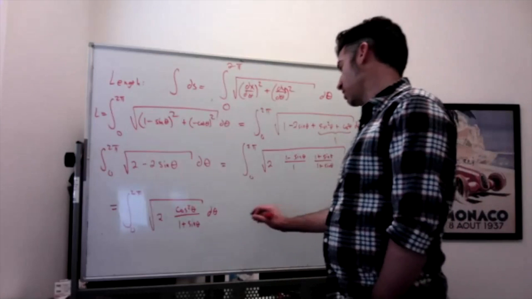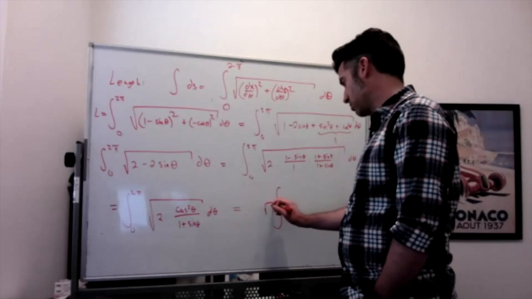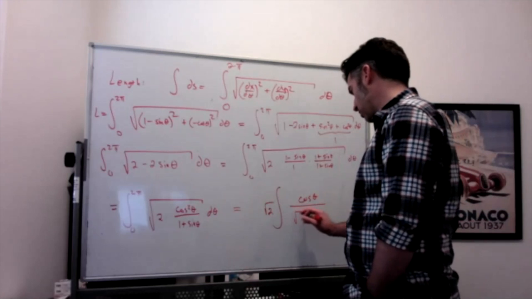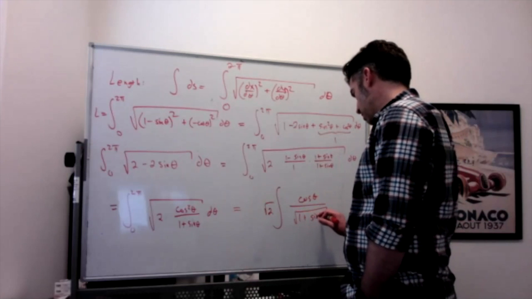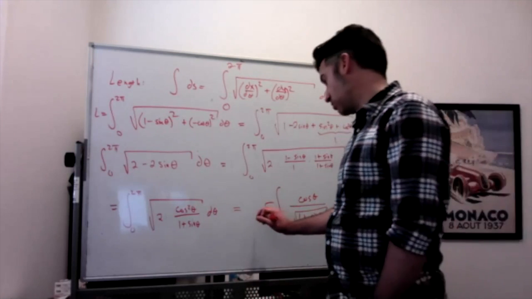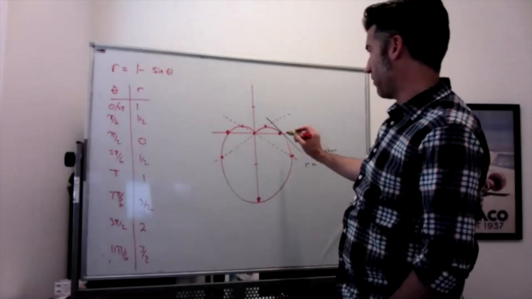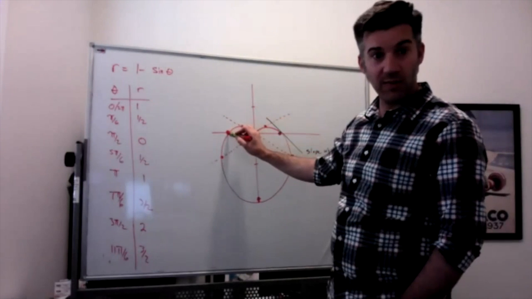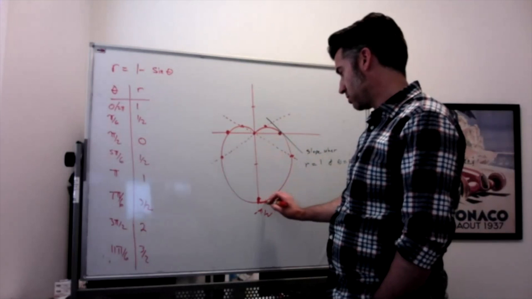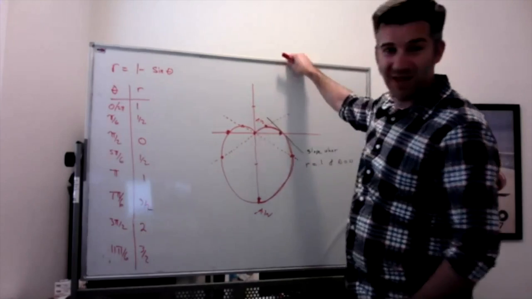So what I'm going to do is the integral. The square root of 2 is the square root of 2, the square root of cosine squared theta is cosine theta, divided by the square root of 1 plus sine theta. Instead of going from 0 to 2 pi, I'm going to cut it in half and double it. But the problem is I have to cut it in half the right way. 0 to pi wouldn't be cutting it in half. What I really need is negative pi over 2 to pi over 2. So I'm going to cut it in half that way.